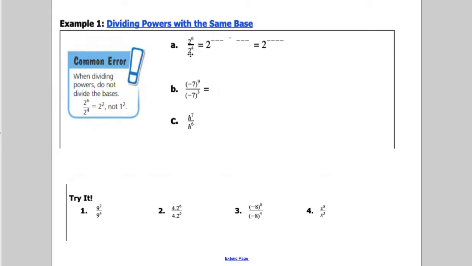Okay, so let's start out. 2 to the 6th divided by 2 to the 4th. First of all, they have the same bases. So I know I can just take my numerator exponent, which is 6, and my denominator exponent, which is 4, and subtract them from each other to get 2 to the 2nd power.